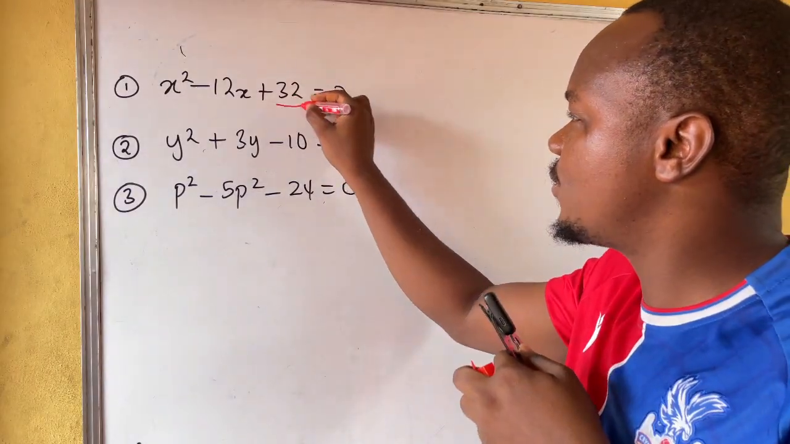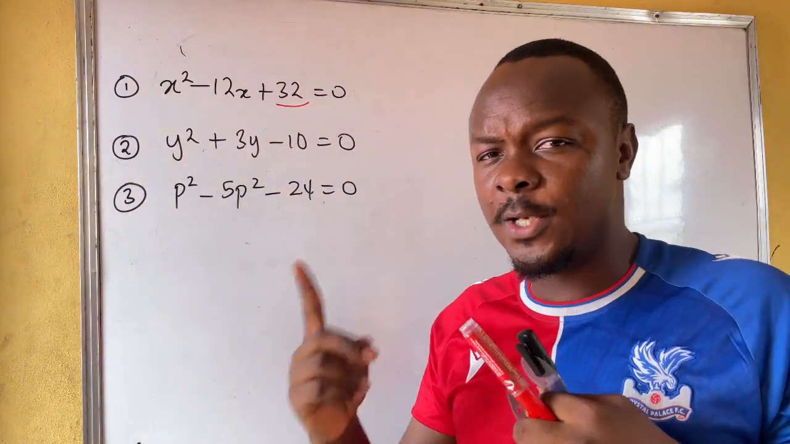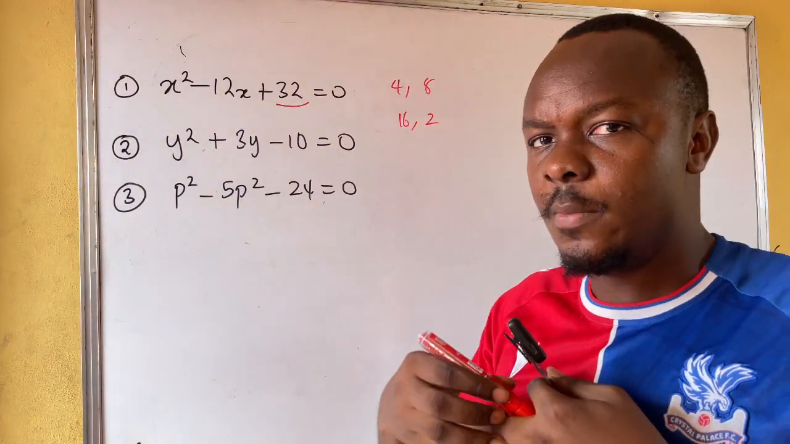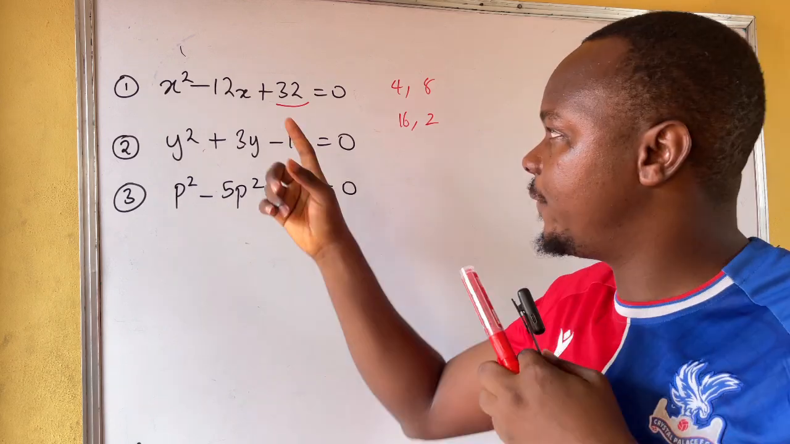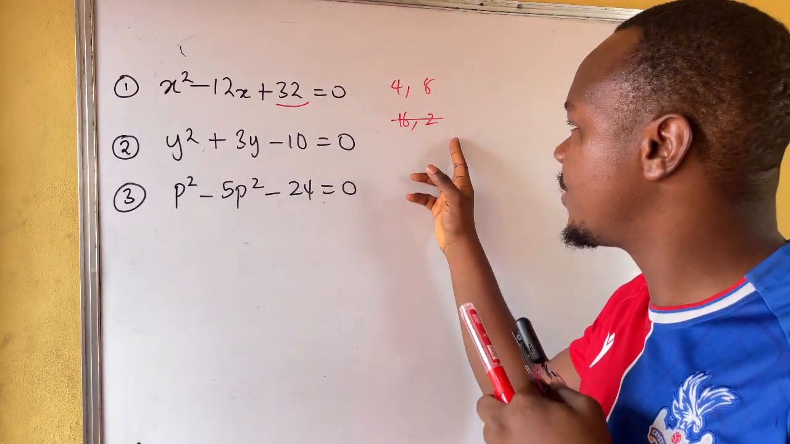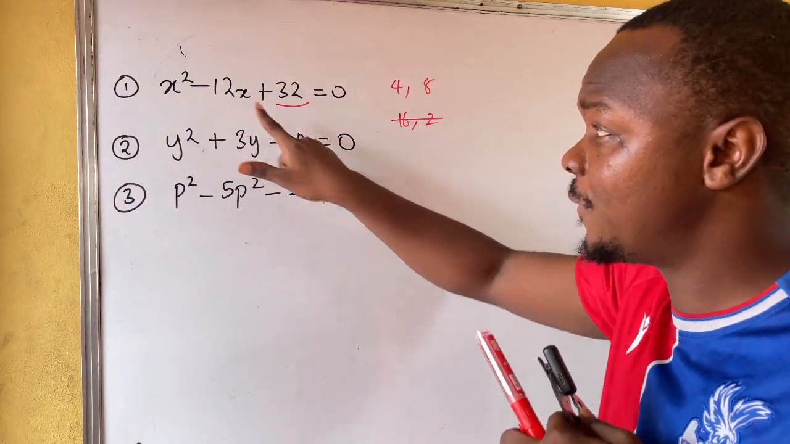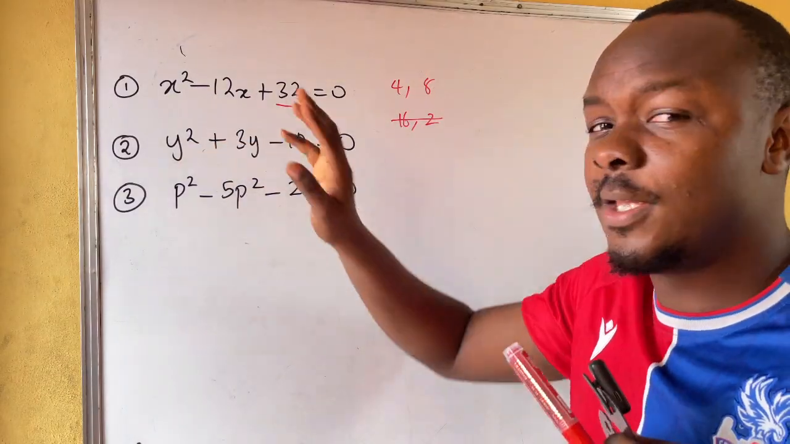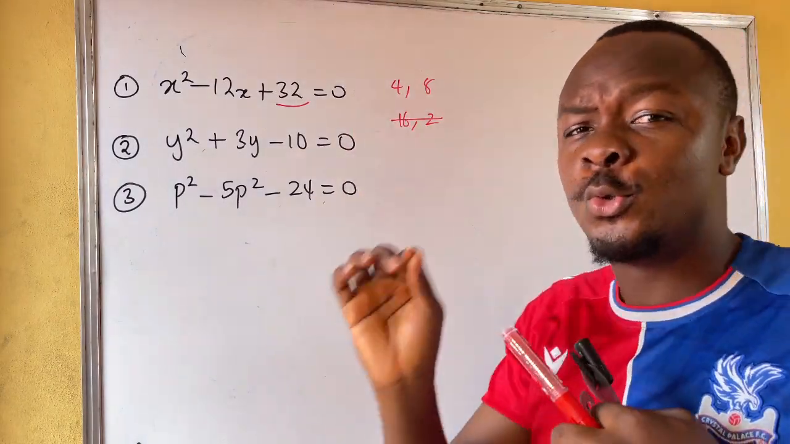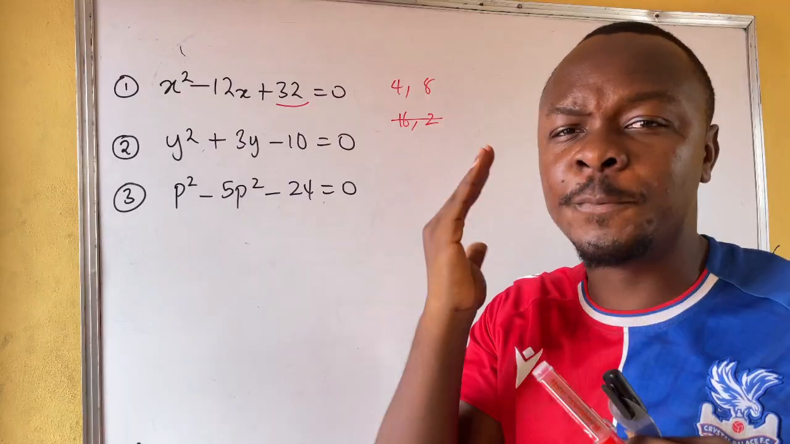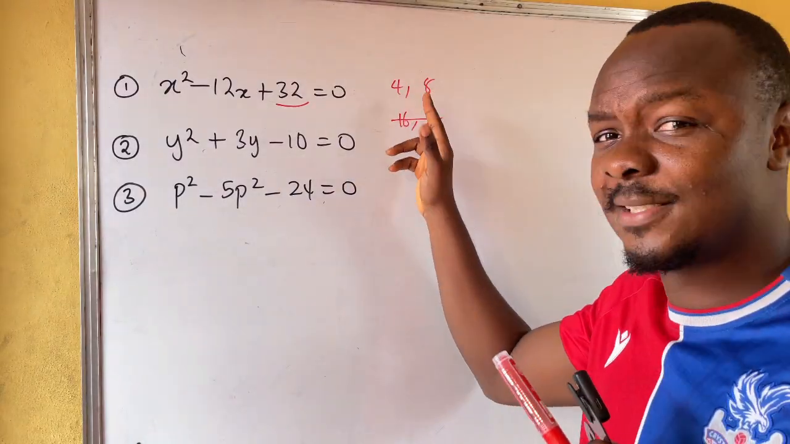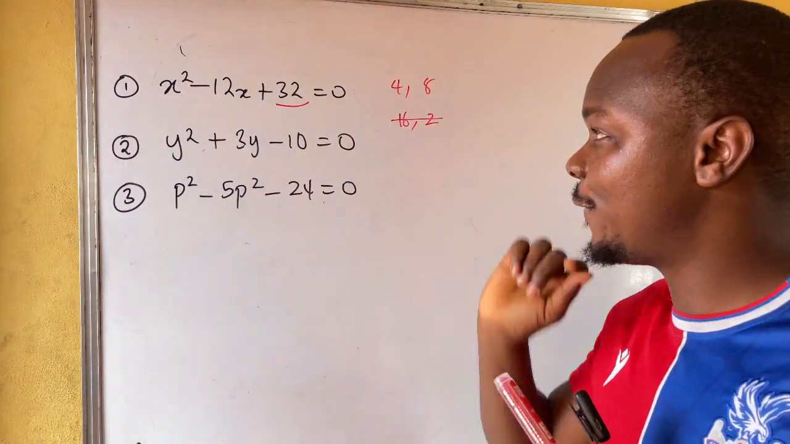So here you have 32. Look for two numbers that you multiply that will give you 32. You could have 4 and 8, and 16 and 2. But you also add them to give you 12. There's no way 16 and 2 can ever give you 12, so you get rid of it. Now, when you've gotten these numbers for this type where you have minus and plus, this is your answer. No need to put any sign. So for this one, do not put minus. This is your answer. Once you've gotten the numbers like this, that's all you need. So that's for the first one.